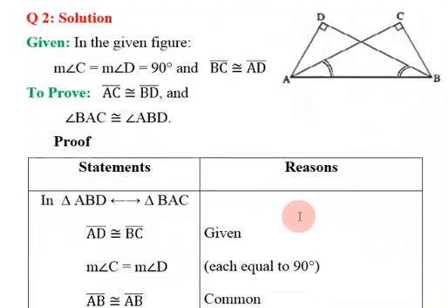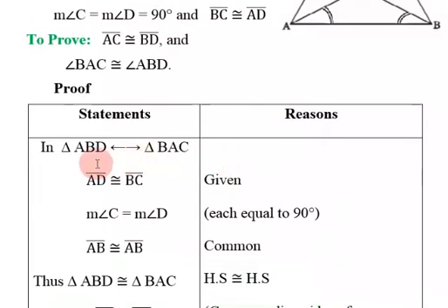Okay, now moving to the question number 2. In this, the angle C is equal to the D and both are equal to 90 degrees, and the side BC is congruent to the AD, and we have to prove that the side AC is equal to the BD and the angle BAC is congruent to the angle ABD. You can observe from this figure which angle we have to make congruent.